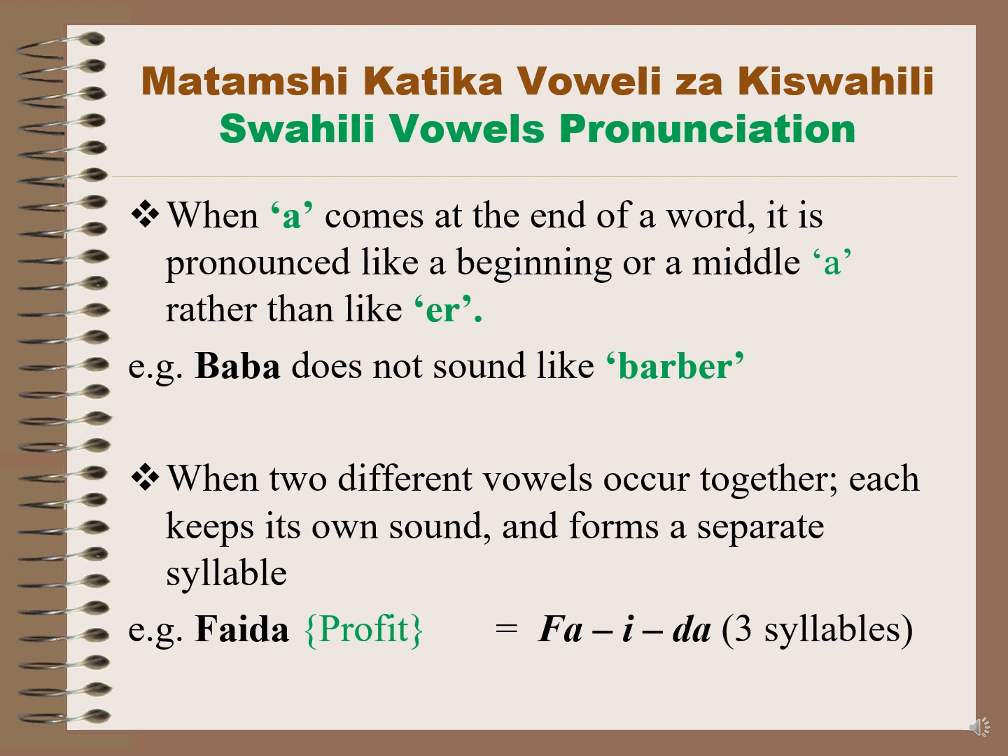We have an example here. Faida, meaning profit. These are 3 syllables. Faida, despite the fact that 2 vowels A and I are close together, they stand as different syllables. Another example is aibu, meaning shy or shyness. It is aibu, 3 syllables.